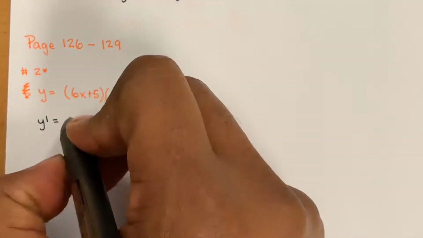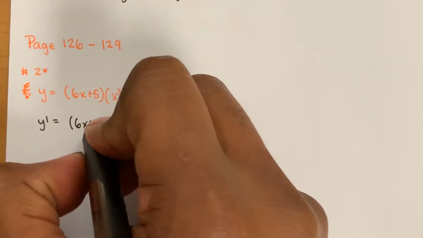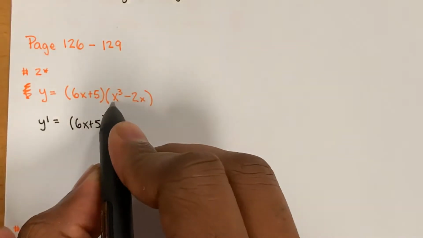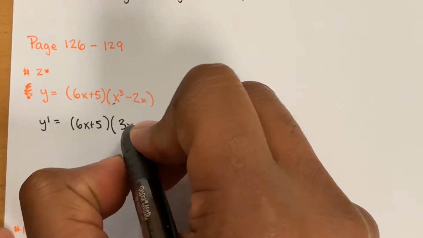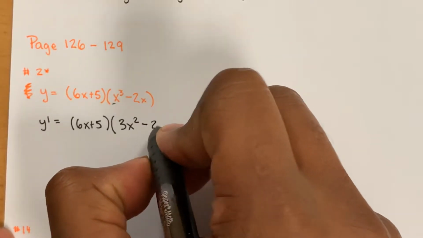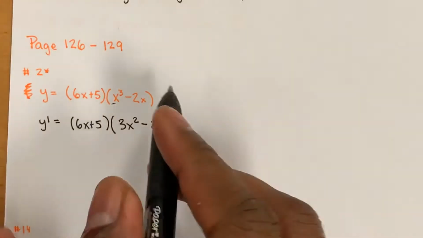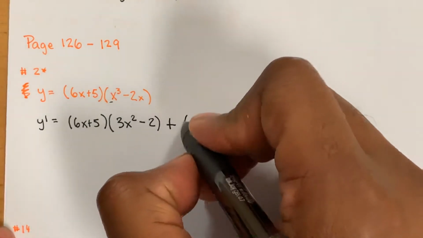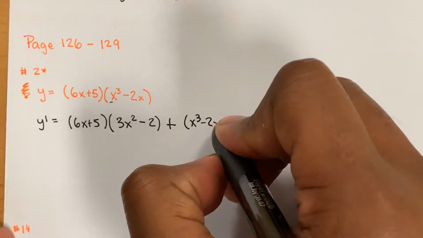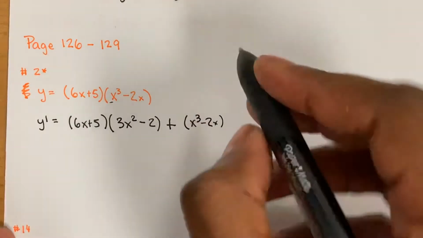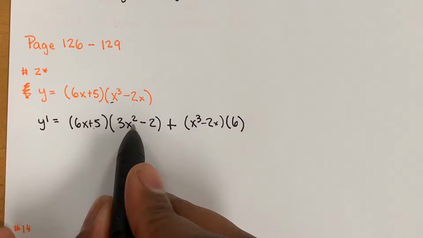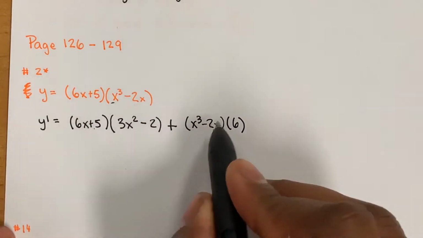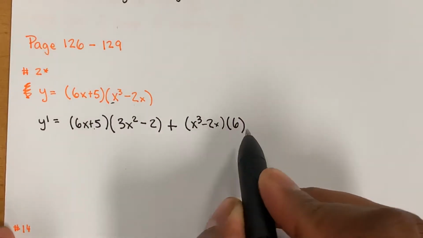So our derivative is going to be 6x plus 5 times the derivative of x cubed minus 2x, which is 3x squared minus 2, plus x cubed minus 2x times the derivative of 6x plus 5, which is just 6. So f of x times g prime of x plus g of x times f prime of x.